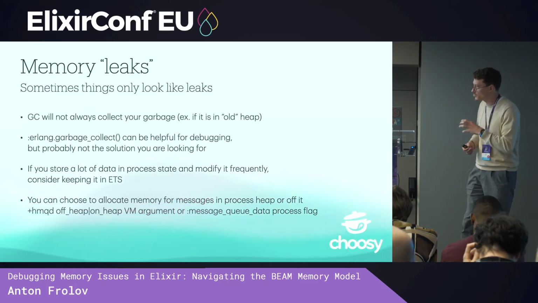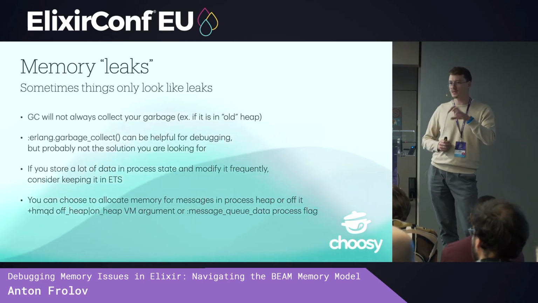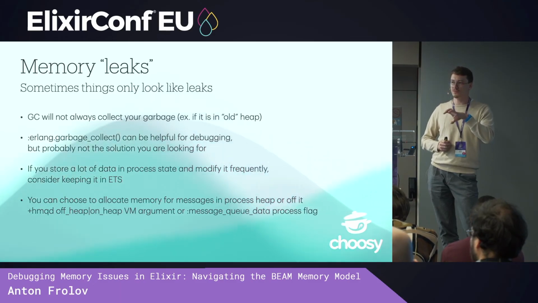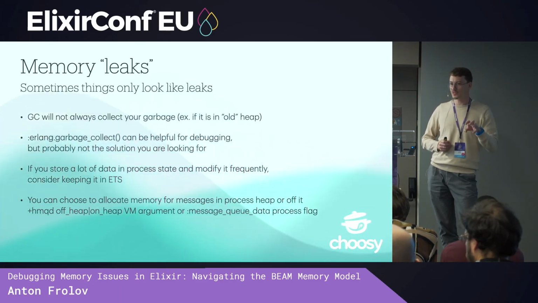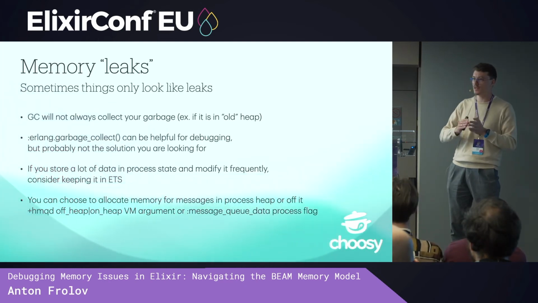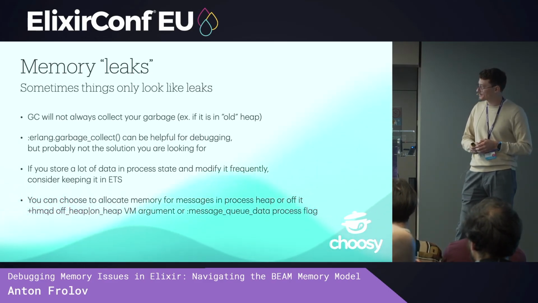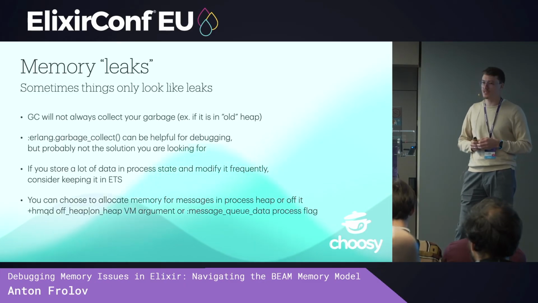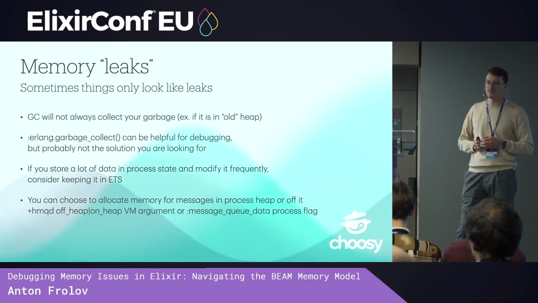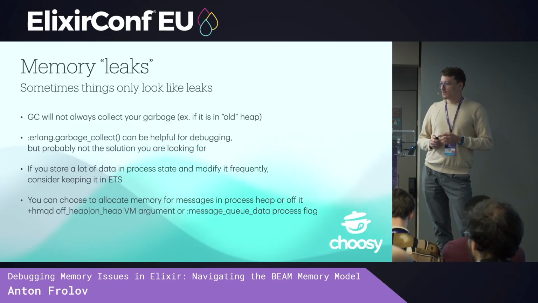If that's still not an option, you can look into the flag that can tell the BEAM to allocate the memory for the message off the process heap. There is a VM flag and also a process flag, so you can set it up per process. But the Erlang documentation says it's less effective to store process messages in off-heap memory, so maybe that's also not a great idea.